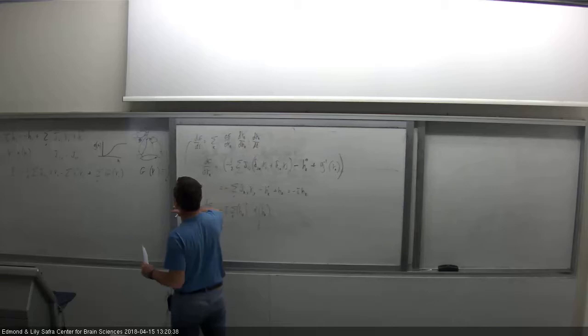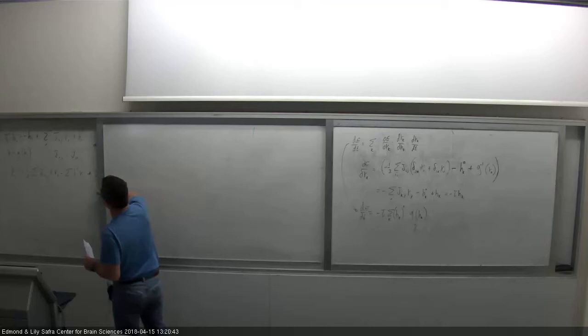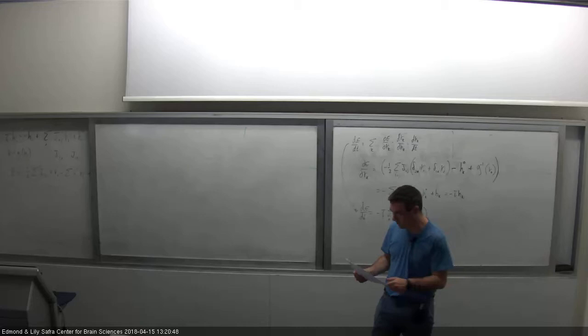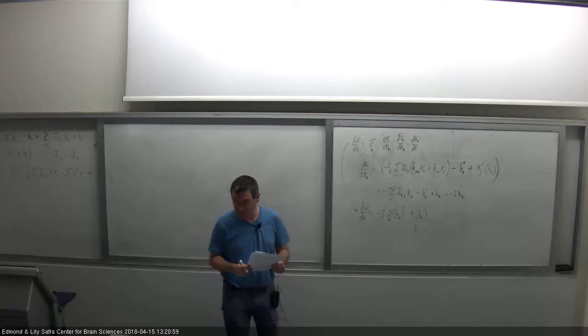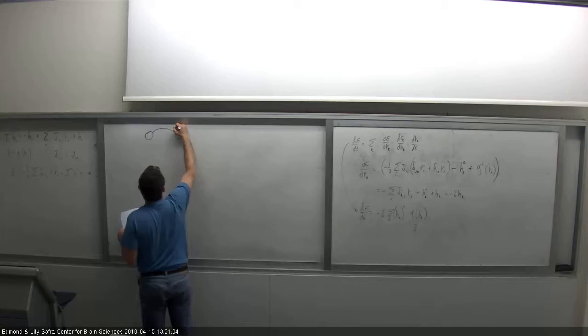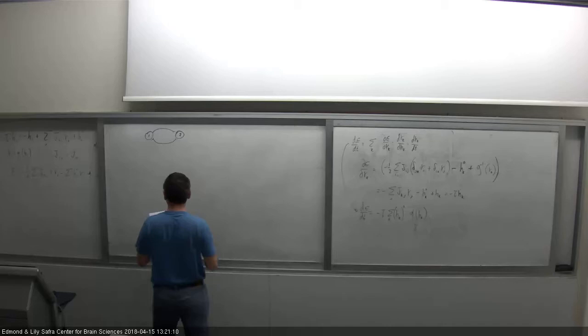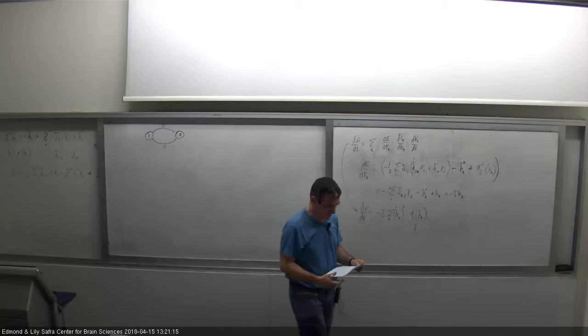So we have our equations, and I'm going to start with an example. I think it will be easier to understand how this continuum of fixed points comes about in a simple network that is composed of just two neurons. So this will be neuron 1, and this will be neuron 2. And there will be two synapses here, and I will assume that both are characterized by the same synapse.